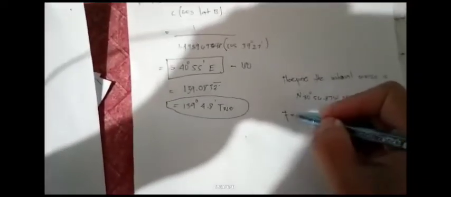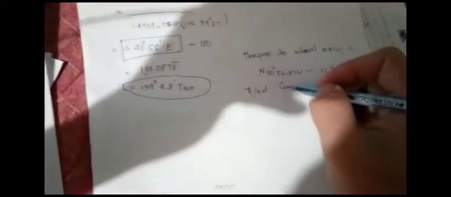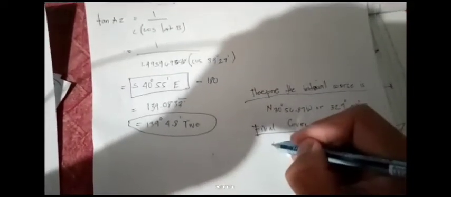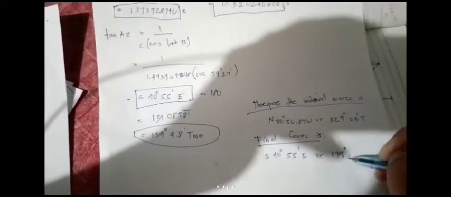And as for our final course, it is this one. We have this one. 2 degrees southeast, or 139 degrees 4.8 true. This one.